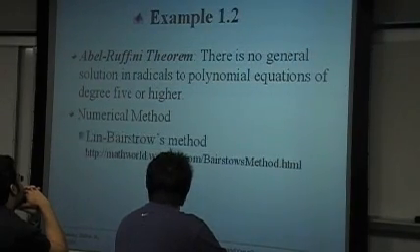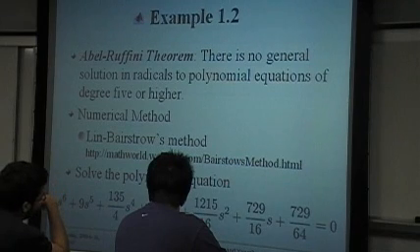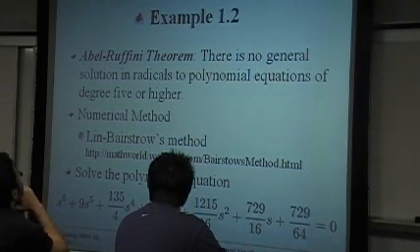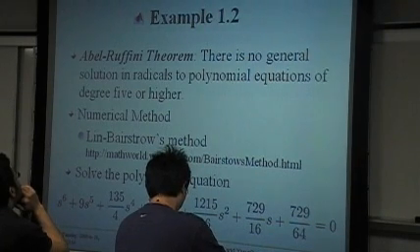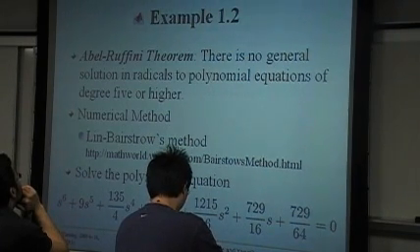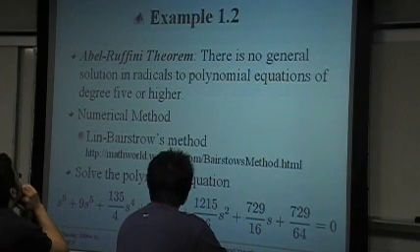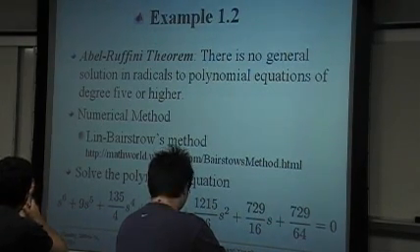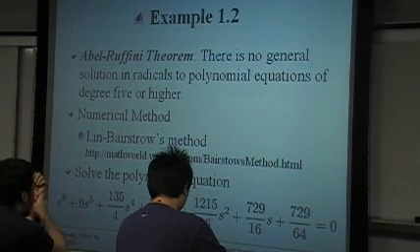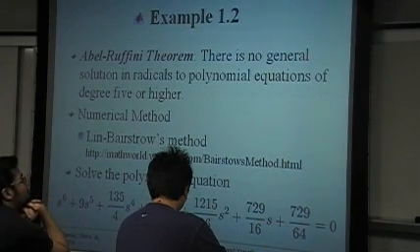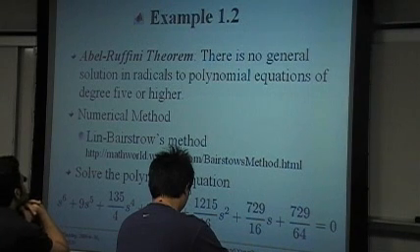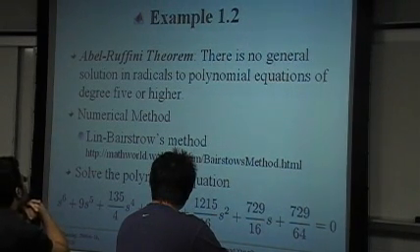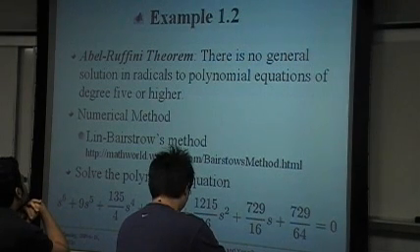Consider another example. Consider a polynomial equation. It is well known that the Abel-Ruffini theorem states that there is no general solution to a polynomial equation of degree 5 or higher. So what you need to do normally is to use a numerical method to find the solution to a polynomial equation. But now let's consider a 6th degree polynomial equation like this.